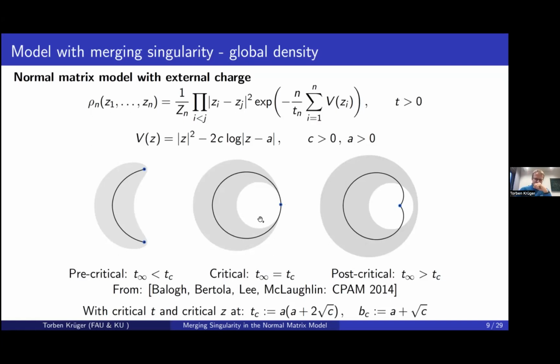Okay. Now, can I ask a question? So what do these blue dots mean? All right. Yeah, okay.